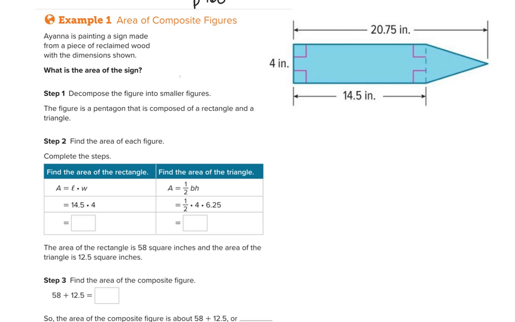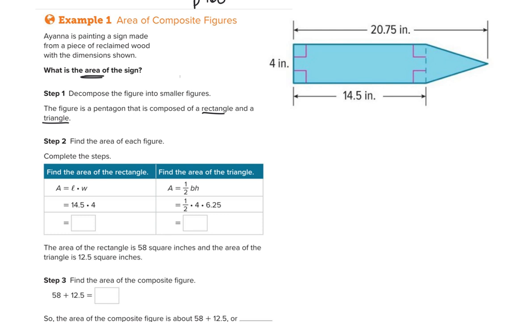So Ayana is painting a sign made from a piece of reclaimed wood with the dimensions shown. We're looking to find the area of the sign. The first step is we need to decompose the figure into smaller figures. When I look at this, I see a rectangle right here, and a triangle right there. They listed that out. It's composed of a rectangle and a triangle.